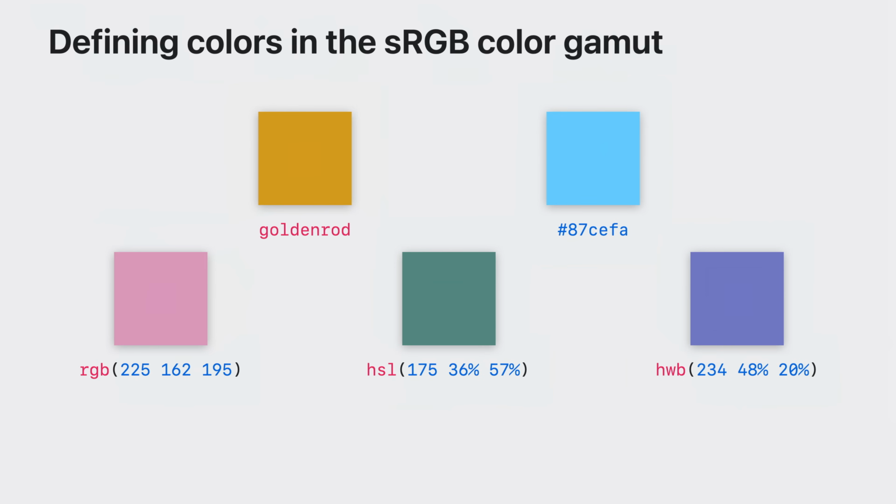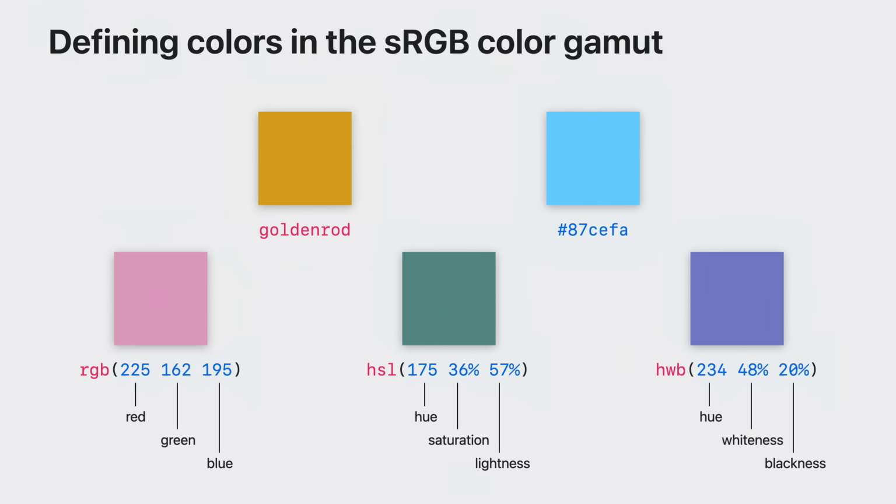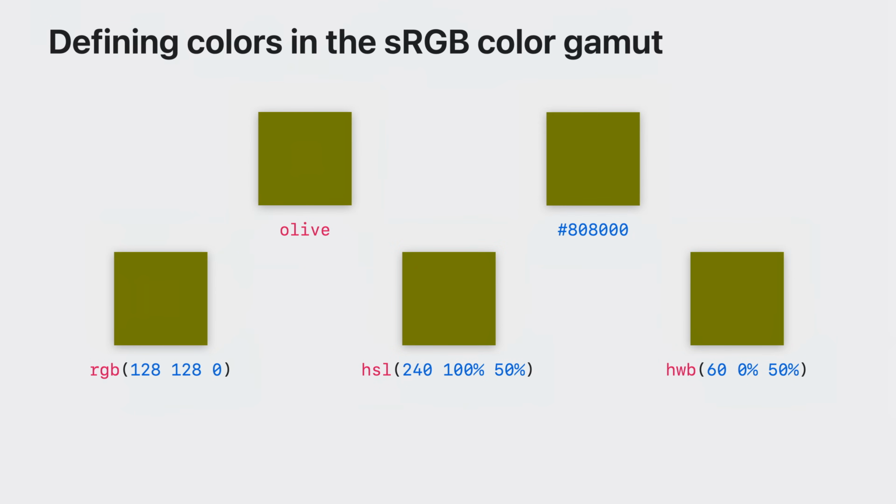When it comes to picking a color, there are, of course, many ways to do it. Named colors, hexadecimal values, the RGB function, which thinks in red, green, and blue, HSL for hue, saturation, and lightness, and HWB with its hue, whiteness, and blackness. All of these ways of modeling color are capable of creating the same result. All of these models are limited to the sRGB color gamut. It's impossible to represent the colors that only exist in P3 if you use these color models.